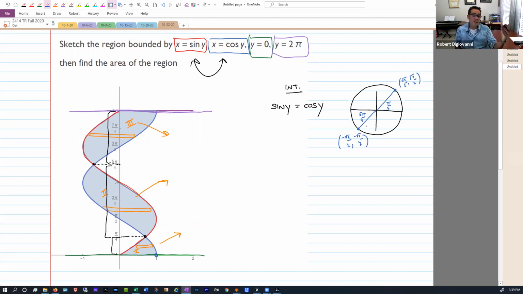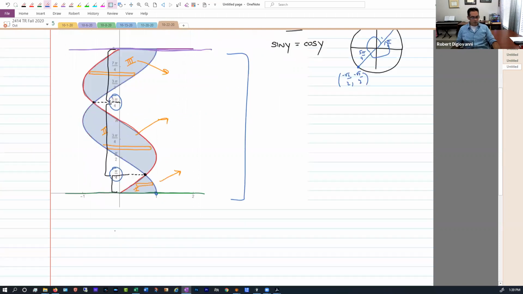Now, there's an infinite number of answers because you could keep swinging around and doing more rotations, but we're only looking between 0 and 2 pi, right? That was what was given to us. So that's how I could conclude it's 5 pi over 4 and pi over 4. So let's do the first integral.